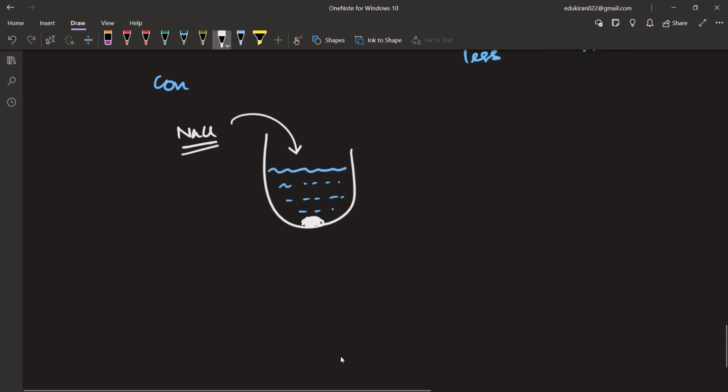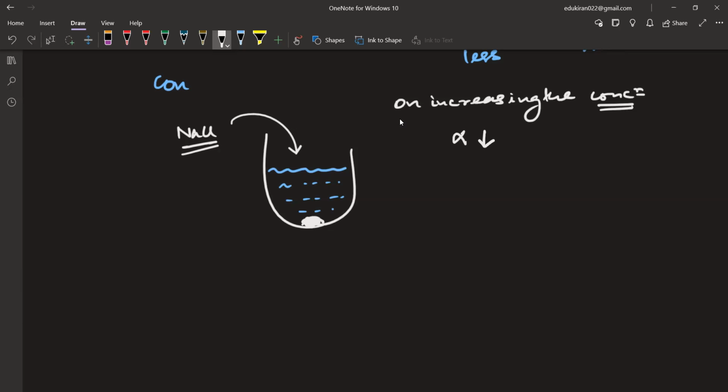Yes or no? Please tell me. If I keep adding, and on increasing the concentration, what is happening? The degree of dissociation alpha is decreasing. Yes or no? Earlier, when we had dilute solutions and I was adding a little bit of NaCl, at that time we had complete dissociation and all of the NaCl molecules dissociated. But as I start to increase the concentration of NaCl, some NaCl also started to associate. That means the degree of dissociation has now decreased.